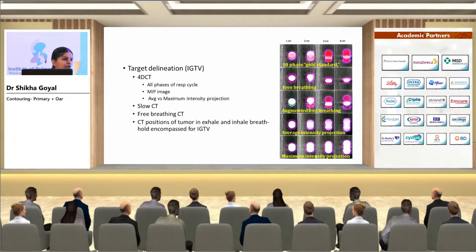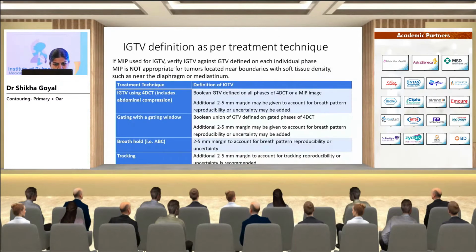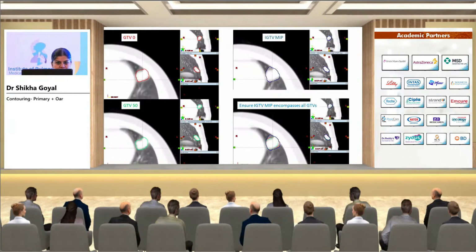We mark the tumor on MIP, but we use the AIP for the rest of the planning process. Depending on the treatment planning technique or the motion management technique, the IGTV may vary. I've already talked about the IGTV using 4D CT as well as using breath hold. But even when we are using tracking or gating, an additional 2 to 5 millimeter margin may be given to account for the uncertainties in reproducibility of breath pattern or any other uncertainties.